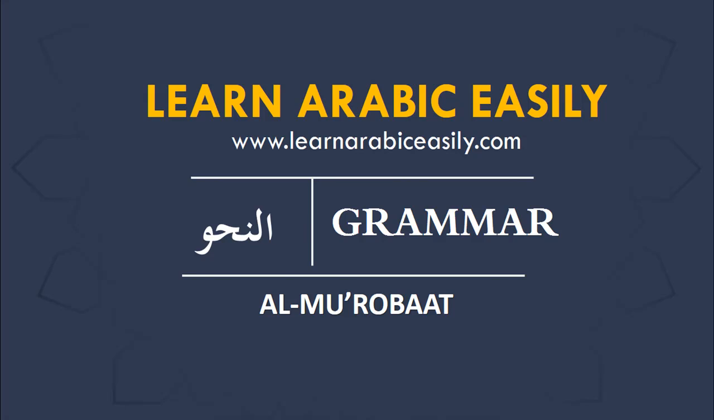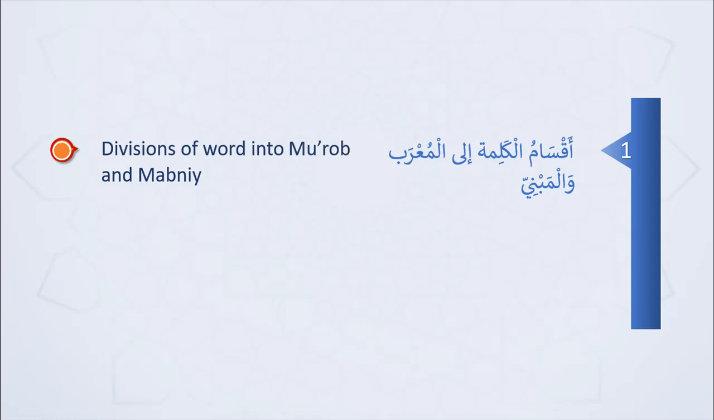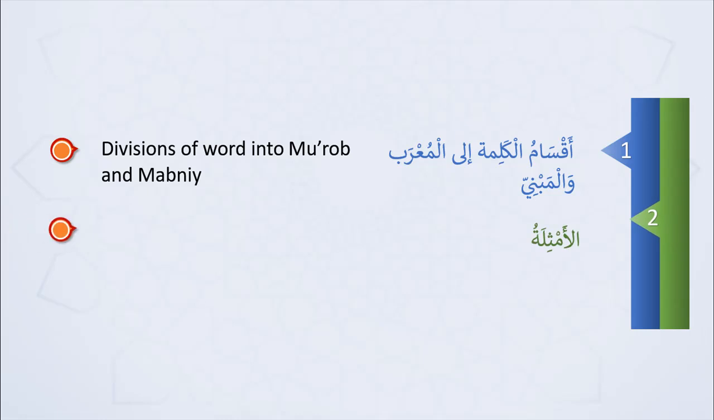Today our topic is al-mu'rabat. Let's get started. We can divide a word into al-mu'rab and al-mabni, which means division of word into mu'rab, meaning inflected, while al-mabni means uninflected. Then we are going to look at a lot of examples, al-amthila.